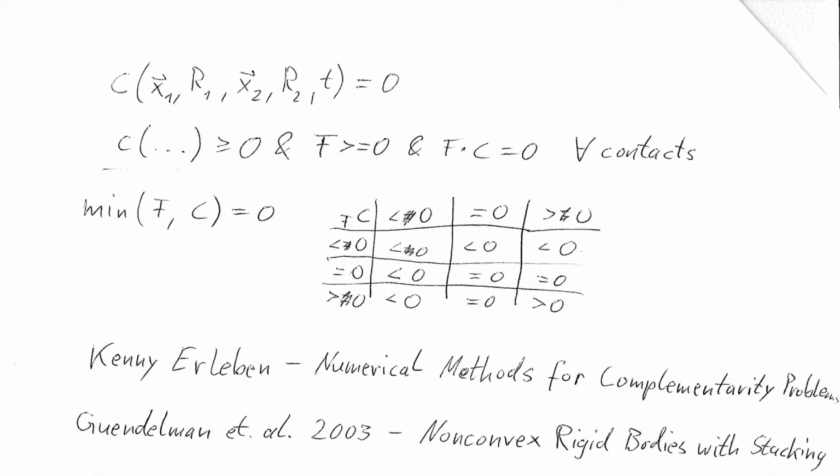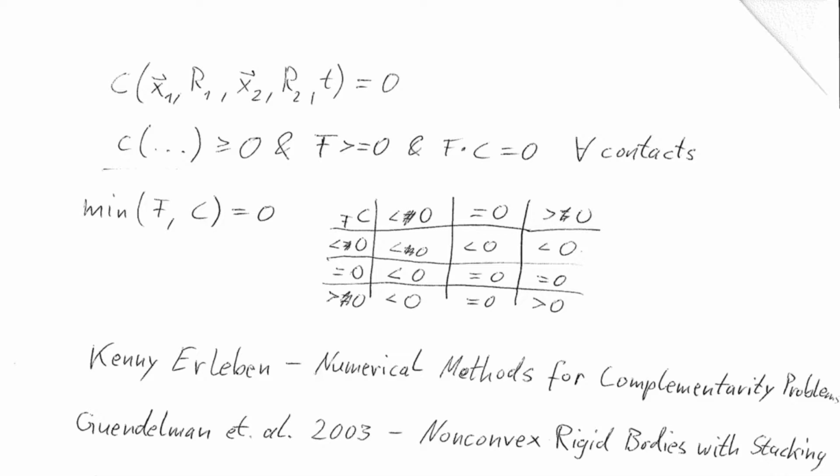So this formulation is called Complementarity Conditions. And it basically means that when there's no force acting between the bodies, then the distance between the bodies should be greater than 0. Or if the distance is 0, meaning the bodies touch, then the force needs to be greater or equal to 0. Okay, so there are a lot of formulations that are equivalent to this.